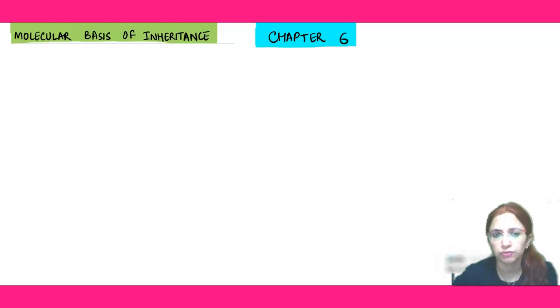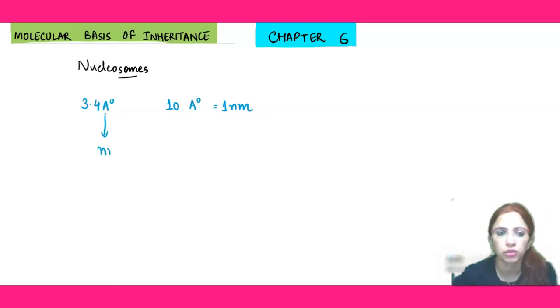In this video, we will study about nucleosomes. What are these? In the previous video, we have already discussed the dimensions of B-DNA. We have seen that the base pairs are 3.4 angstrom apart. And we also came to know that 10 angstrom is equal to 1 nanometer. So if we want to convert this value in nanometer, it comes out to be 0.34 nanometer.